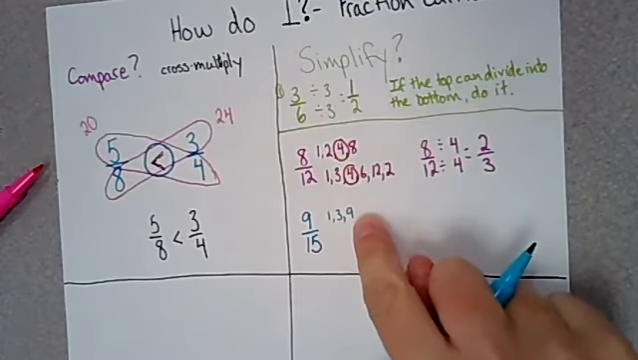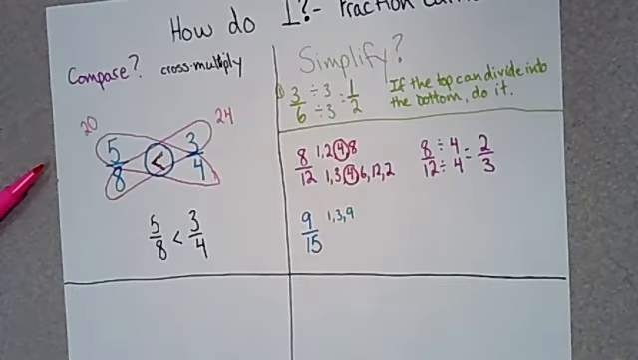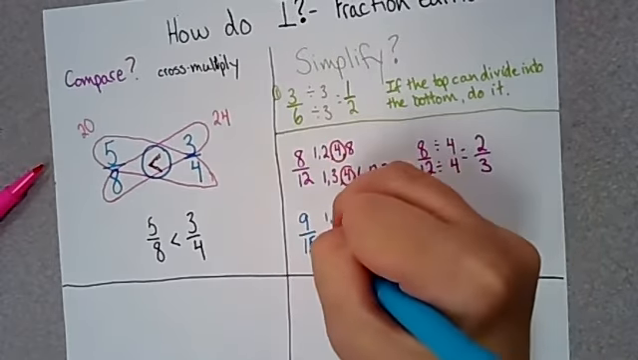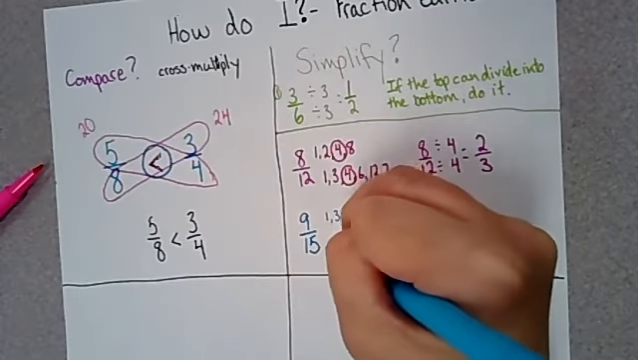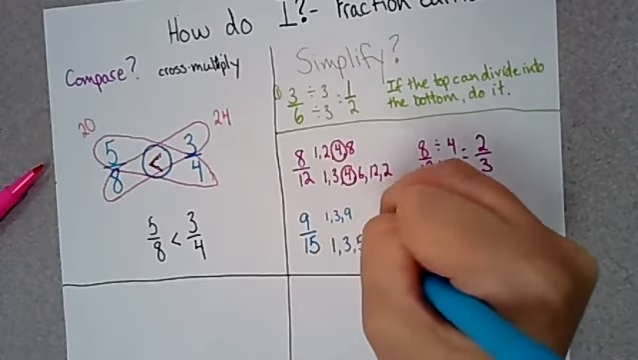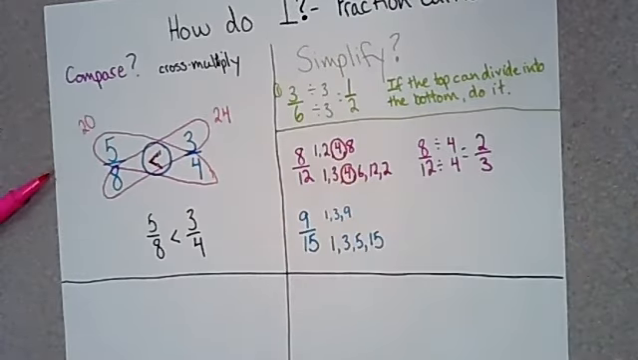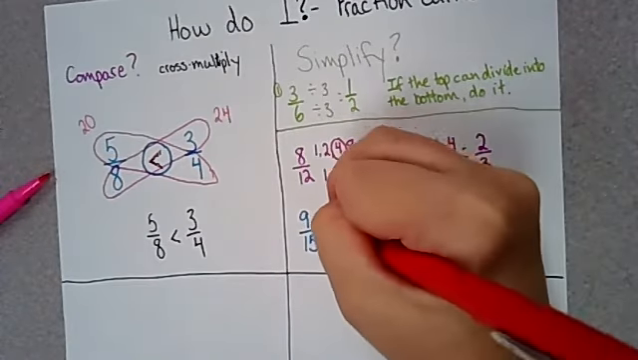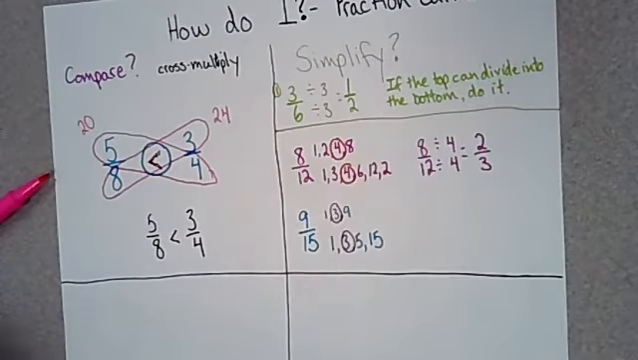Because 1 times 9 is 9 and 3 times 3 is 9. Factors of 15. Well, I know I've got 1 and 15 and then 3 and 5, right? All right, so there we are again. Now ask yourself, what is the largest number that appears in both lists? And there you are.